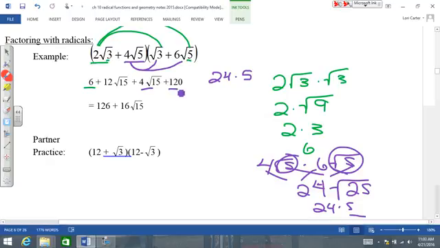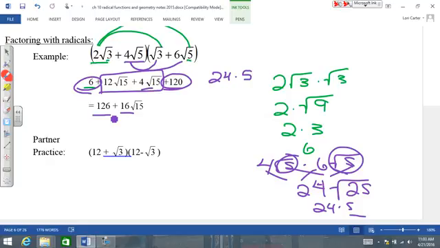Okay, are we there? What goes together? The 12 square roots of 15 and the 4 square roots of 15 go together because they're both the same square root. So we take the 12 plus the 4 and we get 16. What else combines? The 6 and the 120, which is 126. Is there anything else? Would that be your answer? That's your answer.